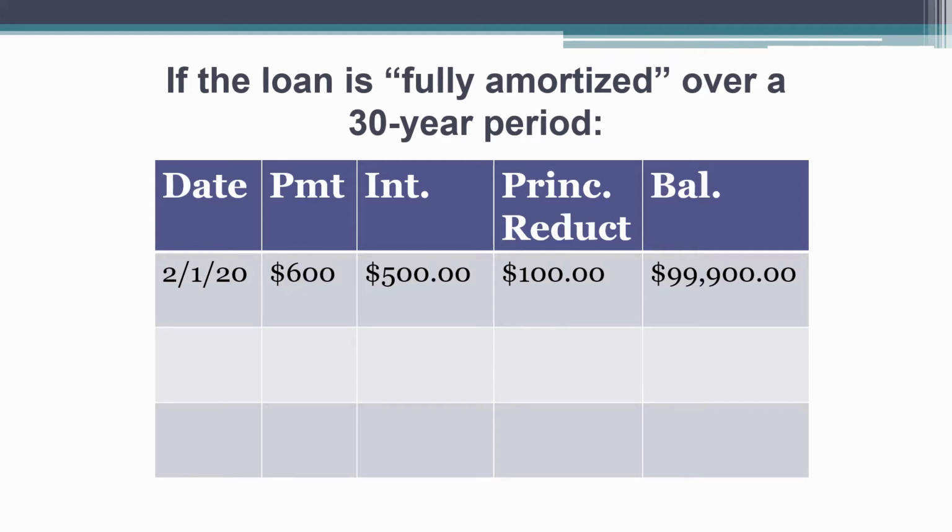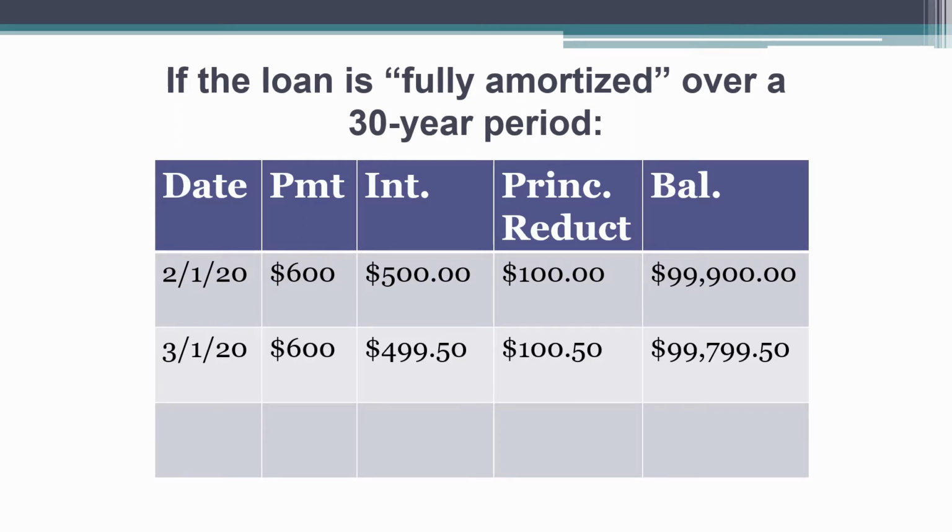That means that after we make the loan payment, our balance on the loan will have gone down from $100,000 to $99,900. On the 1st of March, we make another $600 payment. This time, the interest is a little lower because we're calculating the 6% interest, or 0.5% per month, on the lower balance that we got by making the previous month's payment. In this case, the balance of $99,900. So our interest is a bit lower. It's $499.50, and we have a little more left over that we can use to reduce the principal, $100.50.